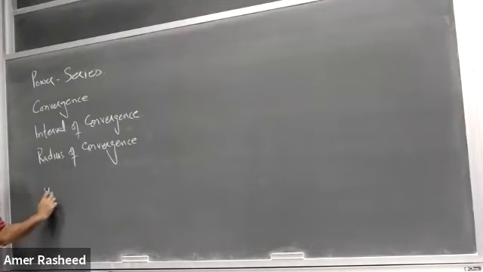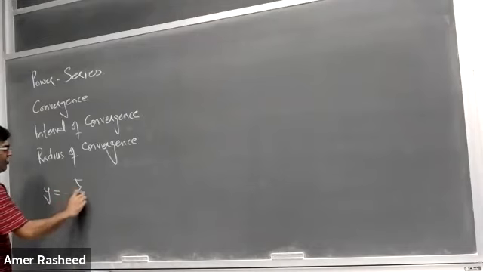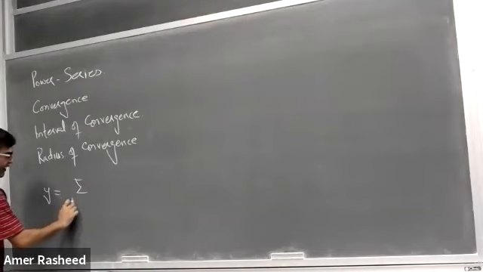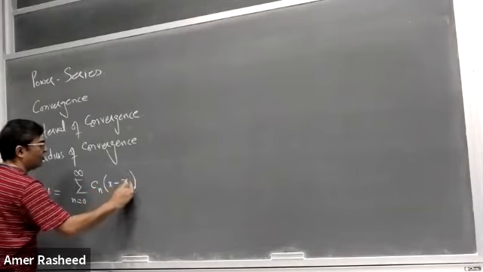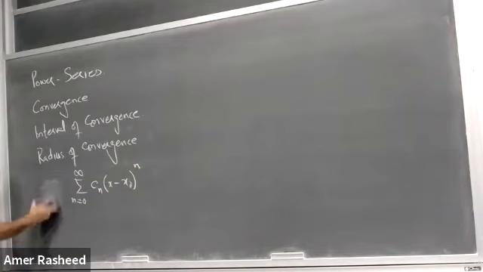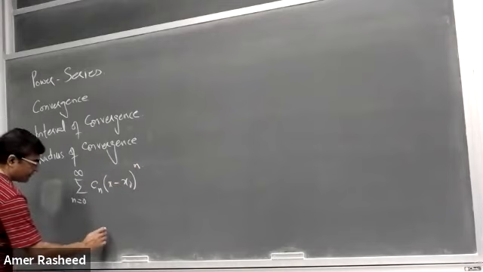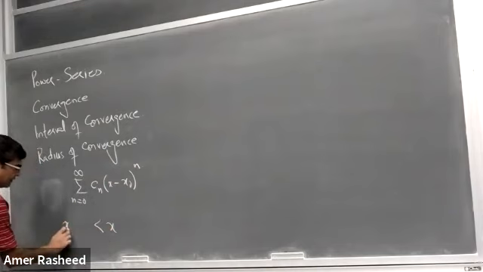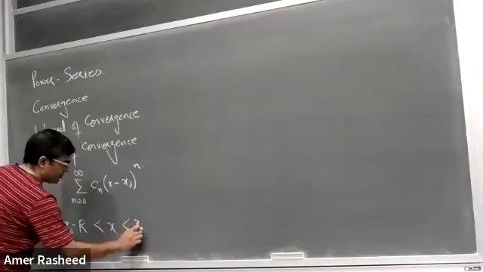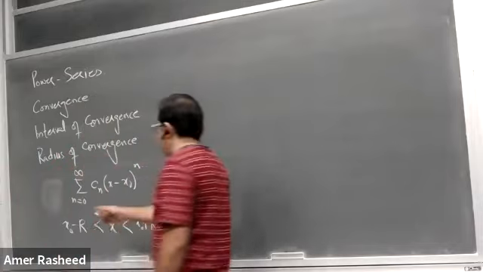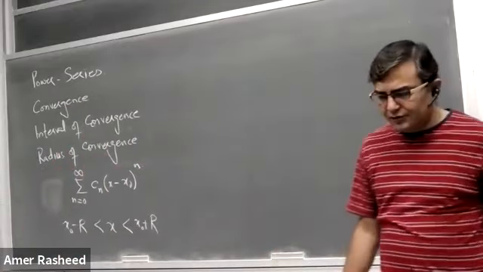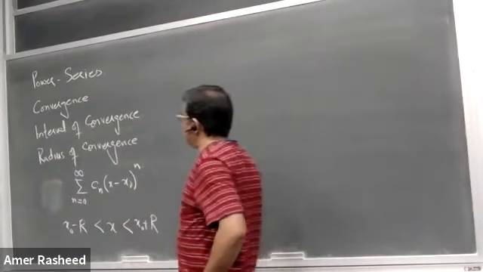So, in fact, the power series has a form: summation n from 0 to infinity, Cn (x minus x naught) whole power n. So this is a form of a power series, and the radius of convergence is denoted by r. And the interval of convergence is x naught minus r less than x less than x naught plus r, where r is the radius of convergence. And we have talked also about the convergence at the endpoints.